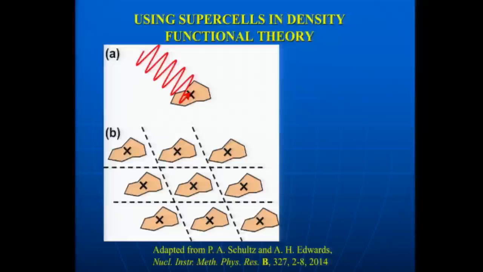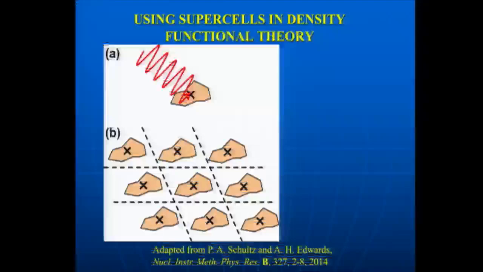So here's a cartoon adapted from Schultz and Edwards. Here's a piece of bulk, and you come in with either an ion or radiation, and you cause a defect to form. If you want to calculate from first principles using density functional theory the energy of that defect, you would use the same prescription and put these in a periodic array of supercells, and then Fourier transform the Schrödinger wave equation to solve what's going on inside one individual supercell. The problem is that these defects are charged. There's going to be an interaction with all of these charged supercells, and that's going to lead to an error in your calculation that's unphysical, or spurious.